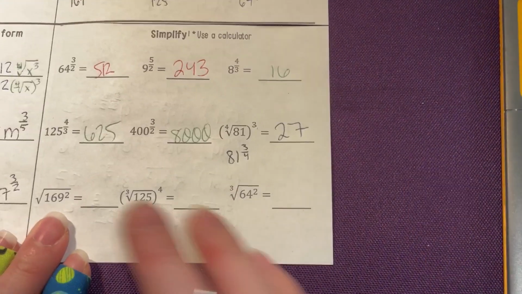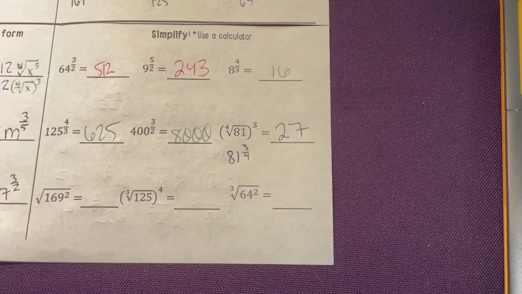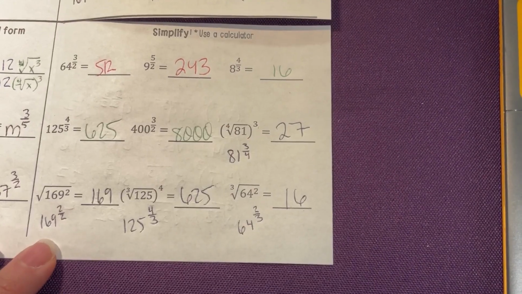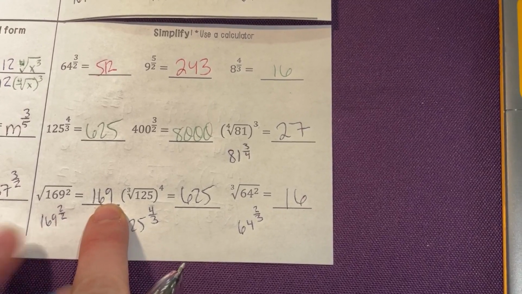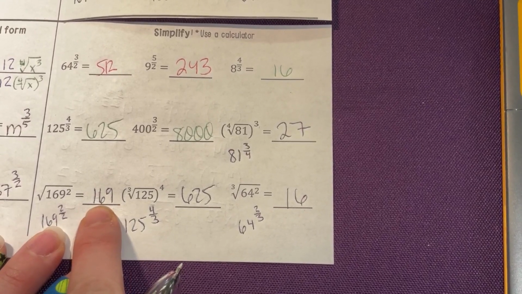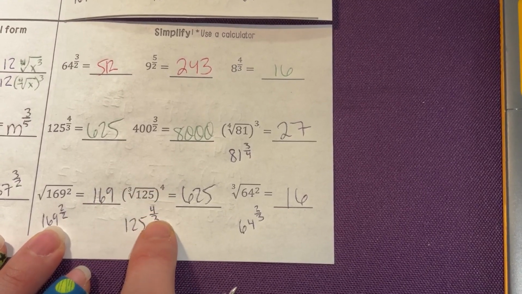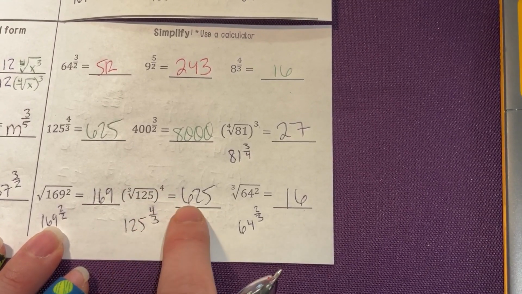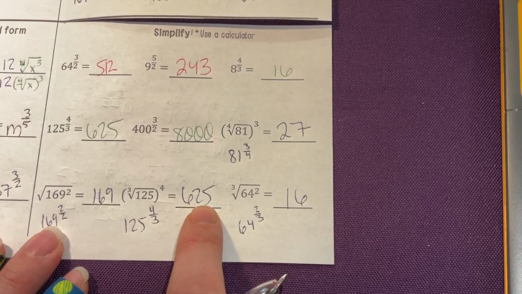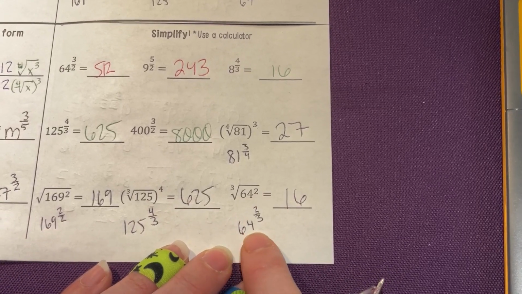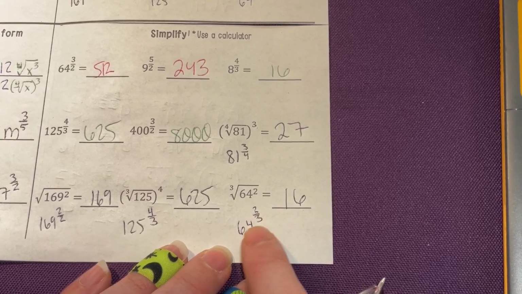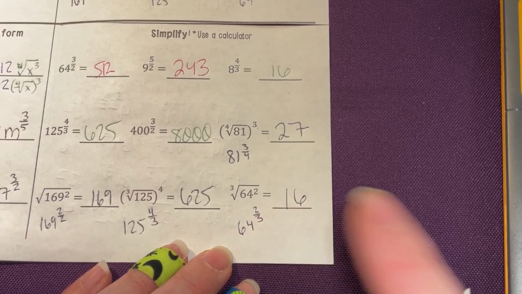Why don't you try these next 3 on your own? All right, so in this one, you ended up with 2/2 as your exponent fraction when you did the mathiness. You got 169. Your exponent fraction is going to be 4/3 for 125, and when you do the mathiness, you get 625. And then when you rewrite this one as a fraction, you get 64 to the 2/3, and when you do the mathiness, you get 16.